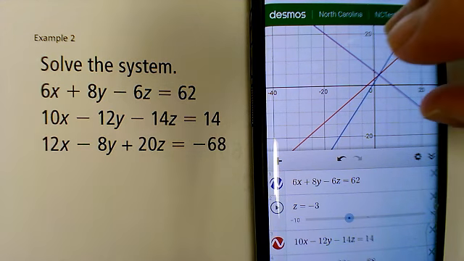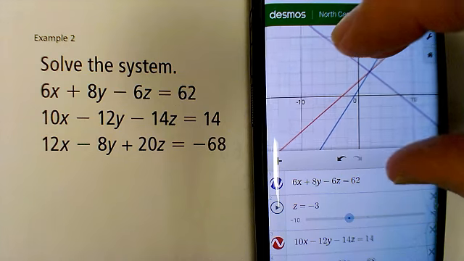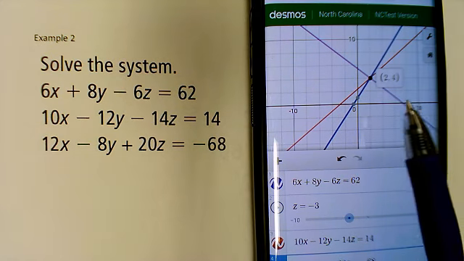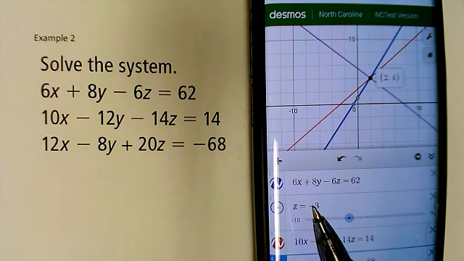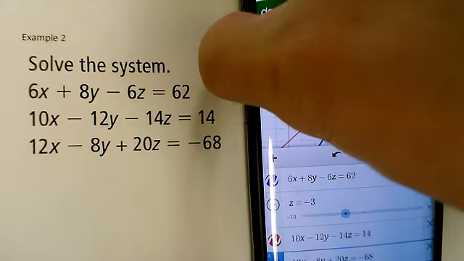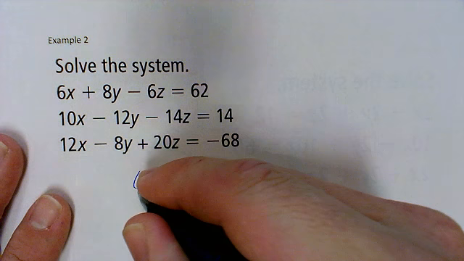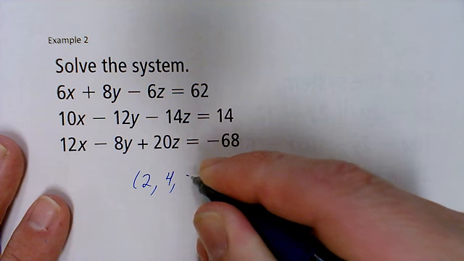Alright, so now I'm going to tap on that intersection. I will zoom in just a little bit to make sure that that's looking good. It is. So there's my X value of 2, my Y value of 4, and I now know that my Z value is -3 when they all lined up. So I'd present my answer as 2, 4, -3.